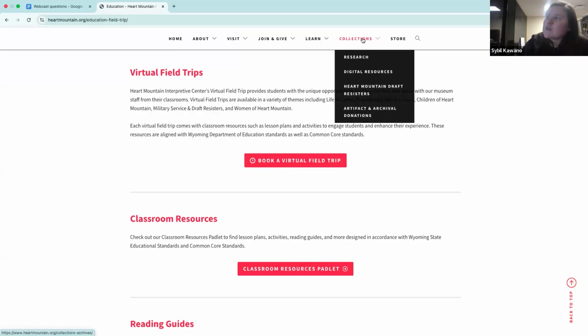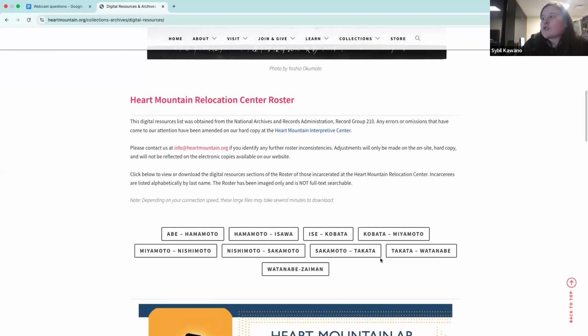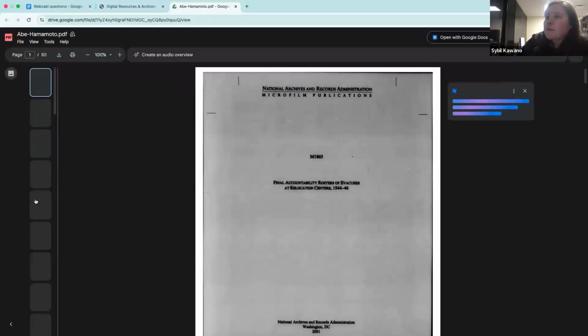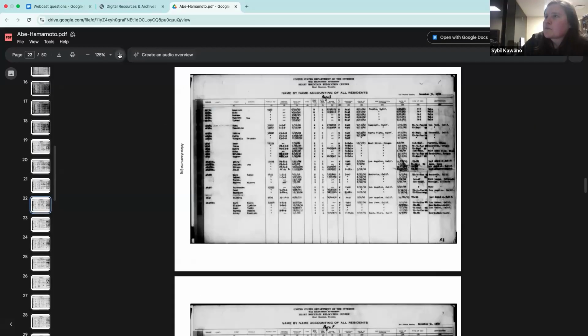If you go to collections, you'll find research, digital resources, Heart Mountain draft resisters, and artifacts and archival donations. If you go to our digital resources, you will be able to find first the roster. The final accountability roster is a huge resource. If you want to find an incarceree who was here, you will be able to find that here in the roster. If you click on one of the names, it'll take you to the roster.